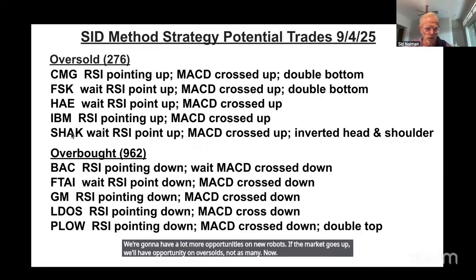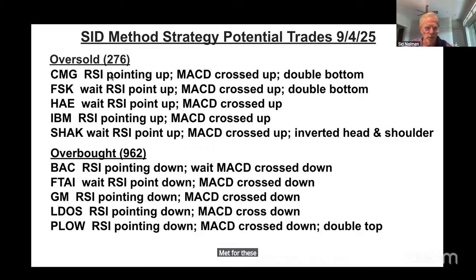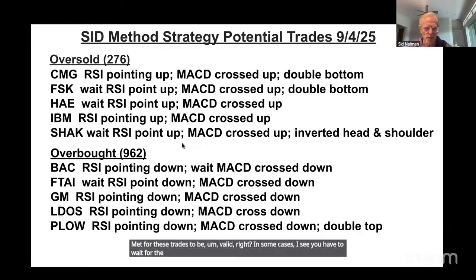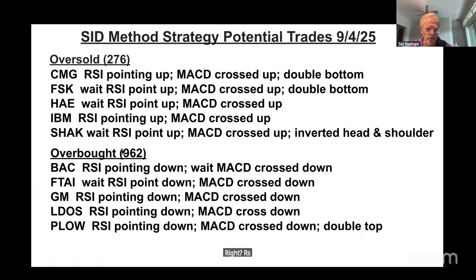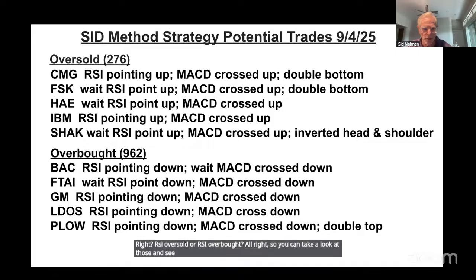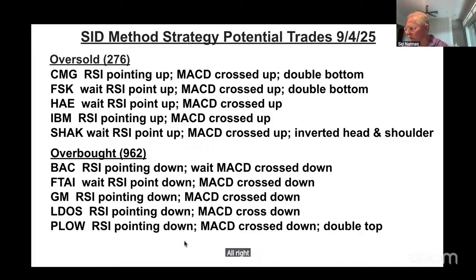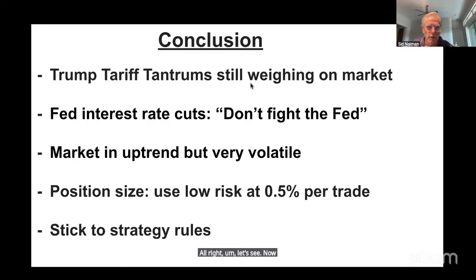Now, these are the specific stock symbols. These are conditions for the RSI, MACD and price pattern to be met for these trades to be valid, right? In some cases, you have to wait for the RSI. In some cases, you have to wait for the MACD. But these are the ones I'm looking at for trades based on the RSI signals, RSI oversold or RSI overbought. All right, so you can take a look at those and see how they work out.